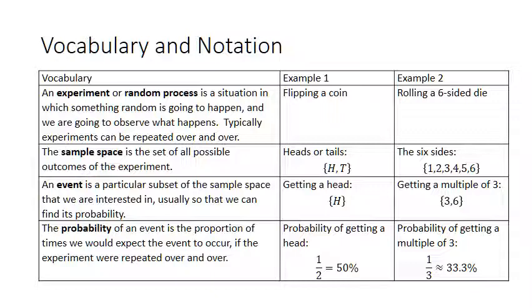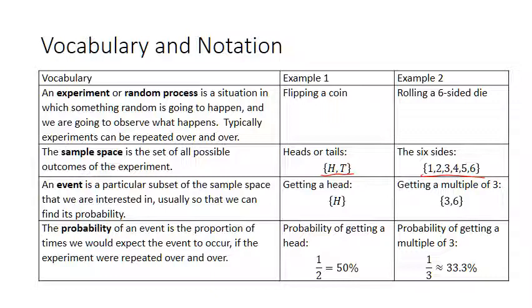Okay, so second vocabulary is the sample space. So sample space is the set of all possible outcomes of the experiment. So for our two examples here, flipping a coin, the outcomes are heads or tails, and we're just going to write those as H and T. And then for rolling a six-sided die, that's just the six sides, which are numbered 1 through 6.